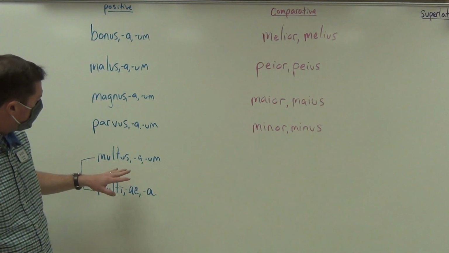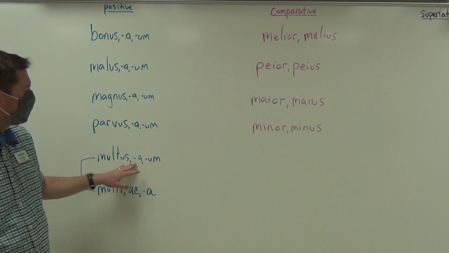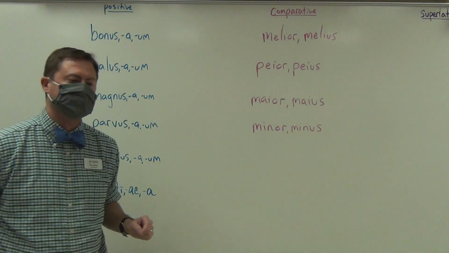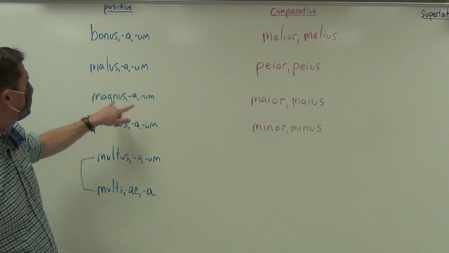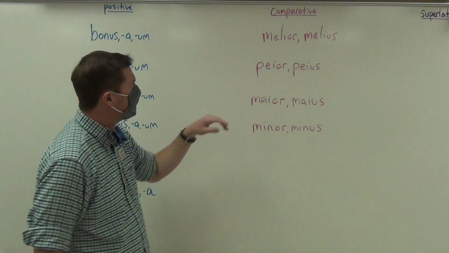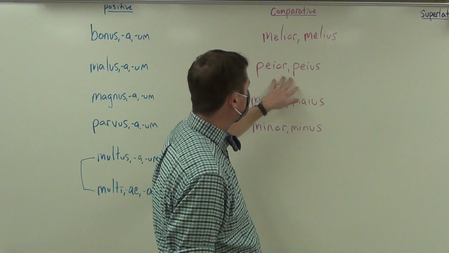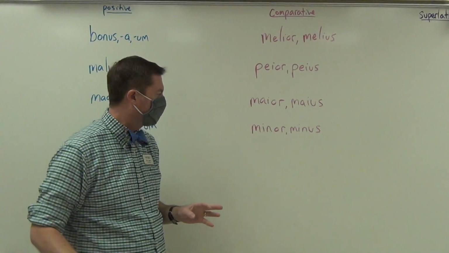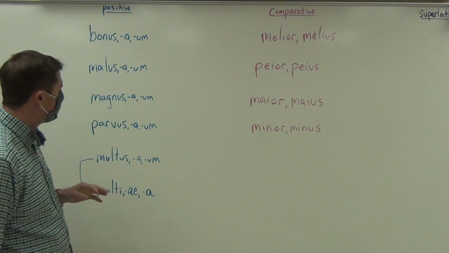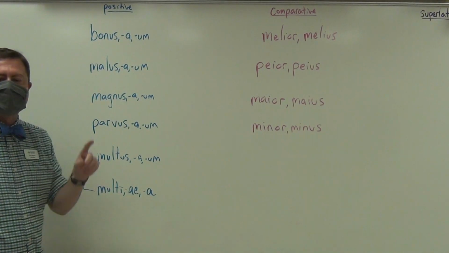Now, the comparative of multus is different in that there are 30 forms of bonus, 30 forms of malus, 30 forms of magnus, and then over here 30 forms of these, 30 forms of these, and again they will decline exactly like we saw laetior a second ago. But for the comparative of multus, there is only one form.